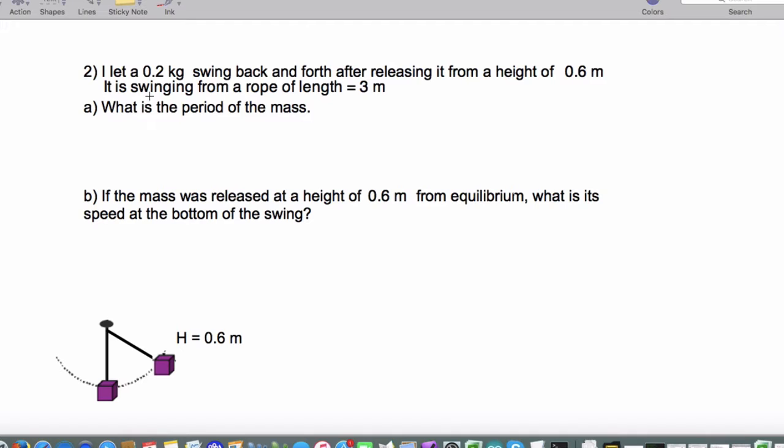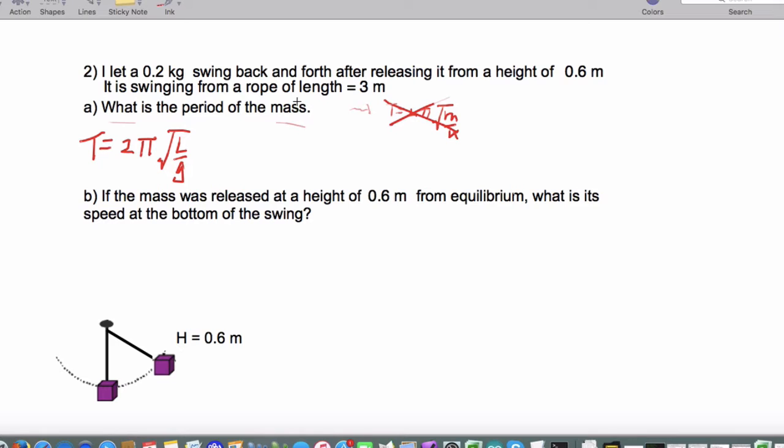So we want the period of the mass, and this is kind of a trick question because I have the word mass here, and I'm asking for the period. Your brain may want to use T equals 2 pi square root of m over k. Not recommended. This is still a pendulum problem. So the period is actually T equals 2 pi square root of L over g.